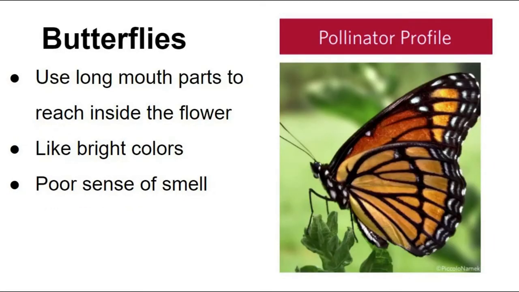Butterflies are another insect pollinator. Butterflies have very long mouth parts, and they'll go up to a flower and they will use their long mouth parts to reach inside the flower. They're looking to eat the nectar, and in the process they're going to bump up against the stamen and they're going to get pollen all over themselves.